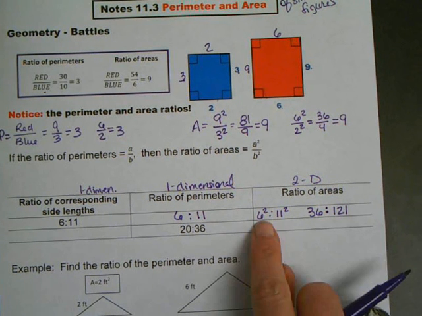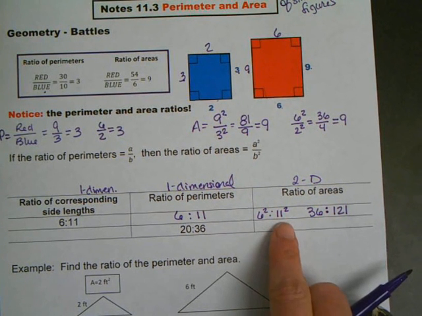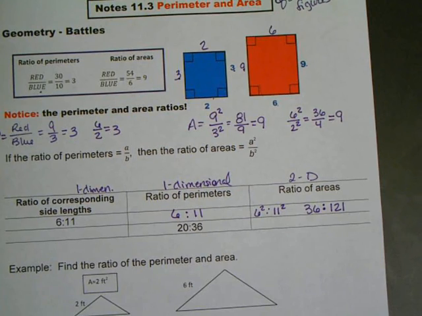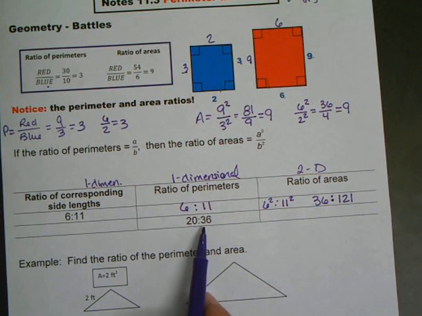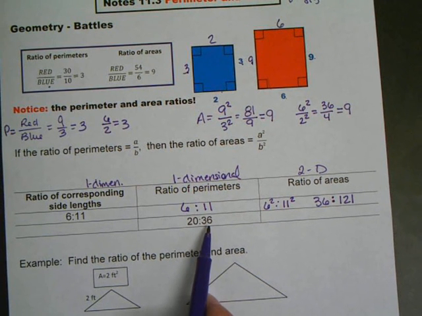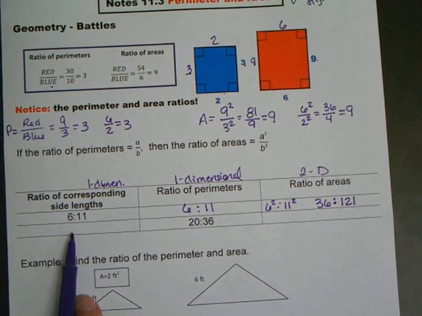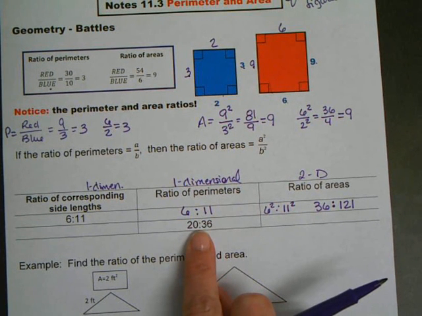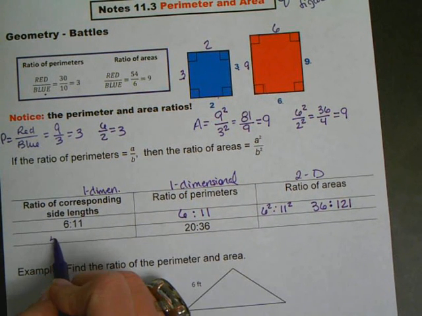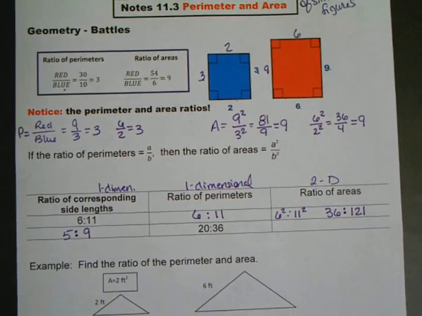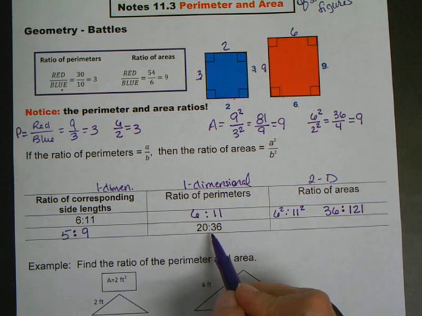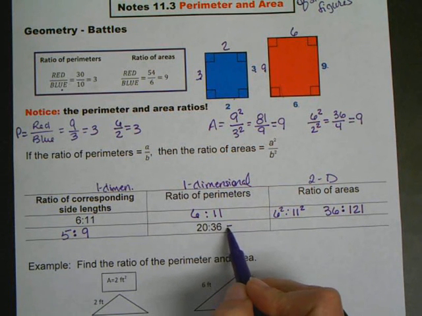Now, here we got our ratio of perimeters. Our ratio of perimeters right here can be reduced down. So when we write our ratio of corresponding side lengths, we're going to reduce it. 20 and 36 both have a common factor of 4. So 20 divided by 4 is 5, and 36 divided by 4 is 9. So our side lengths are 5 to 9. And keep in mind that we would want to reduce this down as well. So I'm going to go ahead and put 5 to 9. This might be the actual perimeter of each figure.